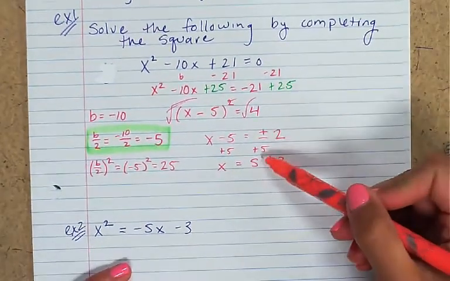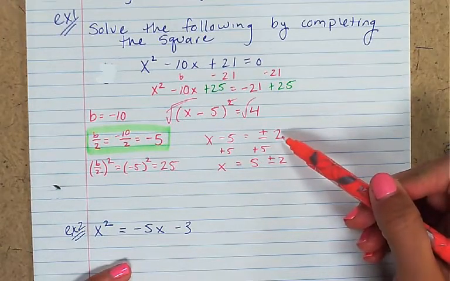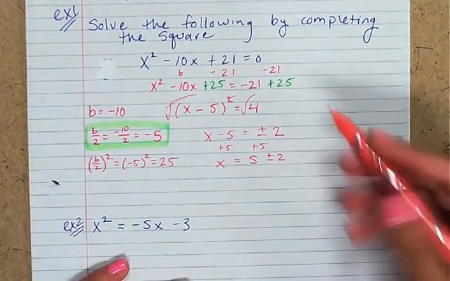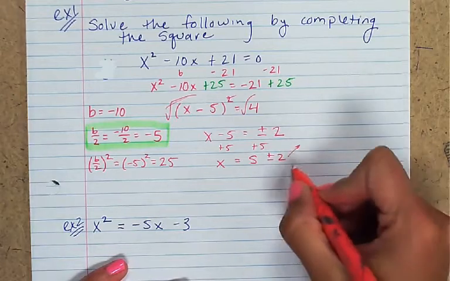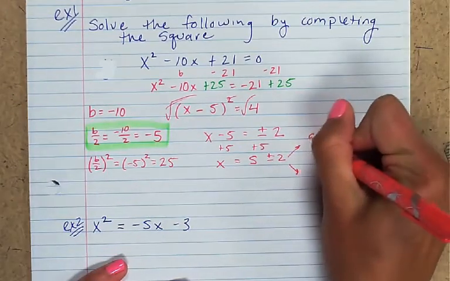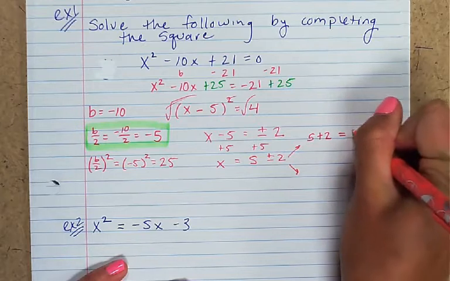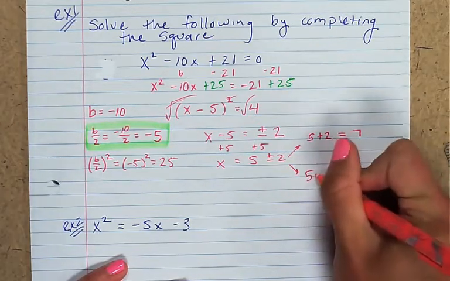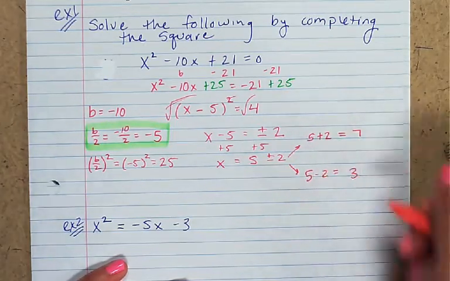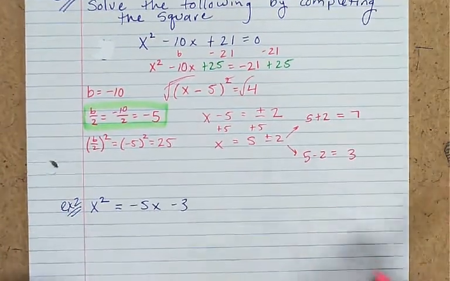Where a lot of people go wrong is they just add the 5 onto the 2 and say it's plus or minus 7. That's not how it works. You actually have to split it up into 2 separate answers. One where you do 5 plus 2, which will give you a positive 7, but 5 minus 2 gives you positive 3. So those are our 2 solutions, 7 and 3.